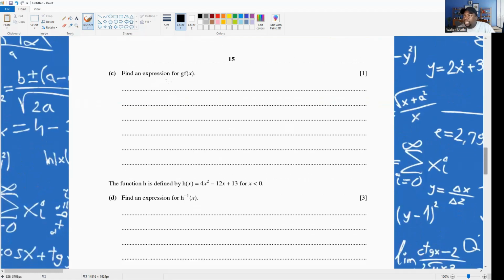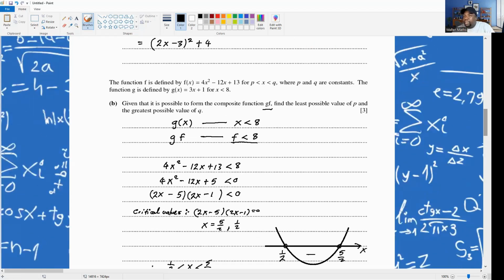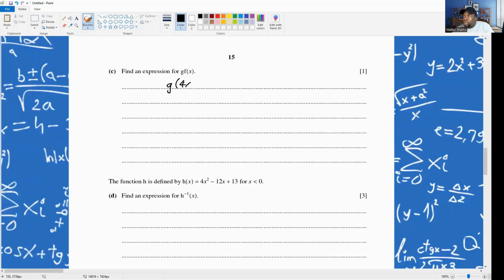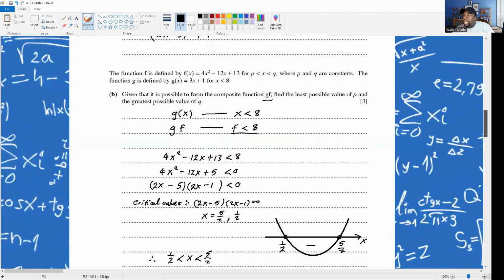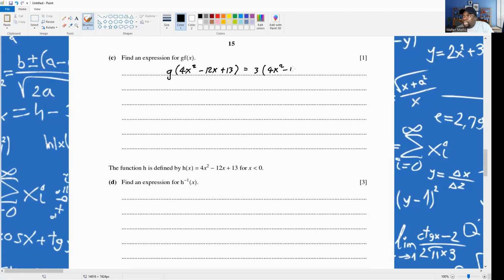On part C, the question says, find an expression for g of f of x. All right, so g of f of x, we know that f of x is right here, 4x squared minus 12x plus 13, right? So let's write that down. And we know that the function g is such that g of x is 3x plus 1. So basically, we'll be saying that's 3 of 4x squared minus 12x plus 13, plus 1, all right? Which is like 12x squared minus 36x plus 39 plus 1, which then gives us a result of 12x squared minus 36x plus 40. So that is the expression for g of f of x, as required. So that's how we do it for part C.